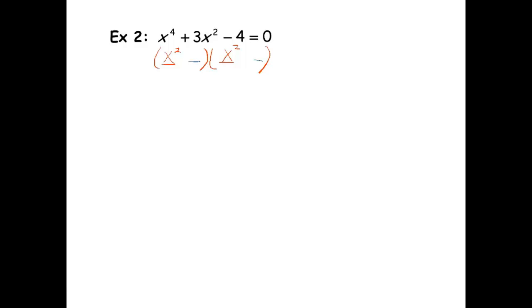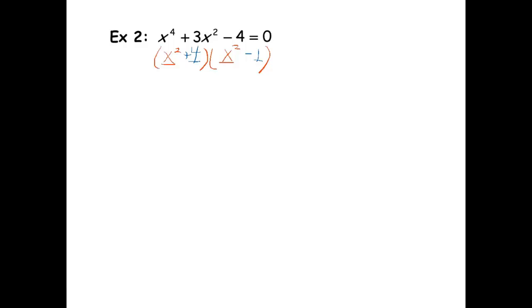Now let's try to multiply 2 numbers here and here to get negative 4. Well, I can think of 2 options. 4 and 1, one of them being negative, and 2 and 2, one of them being negative. I think that it's going to be 4 and 1 because we have this 3 right here. So notice that if I make the 4 positive and the 1 negative, the 4 and negative 1 multiply to negative 4 and add up to 3.